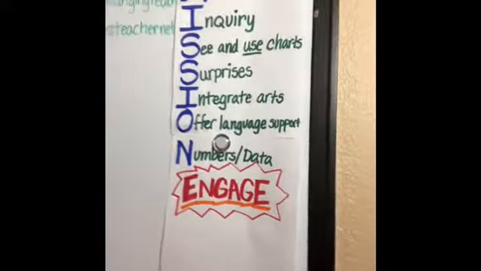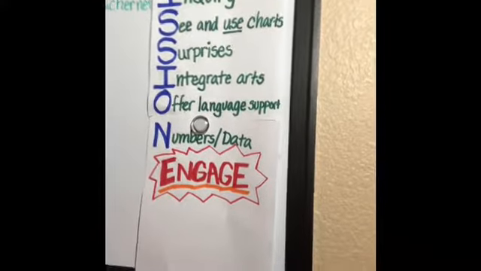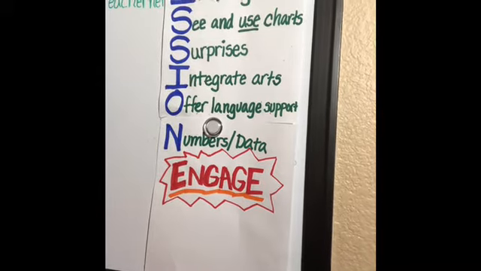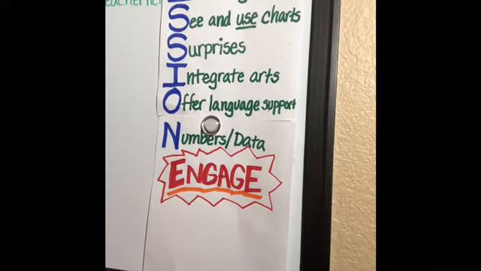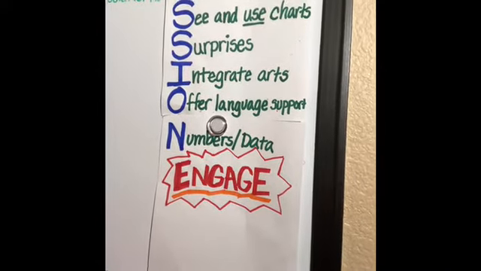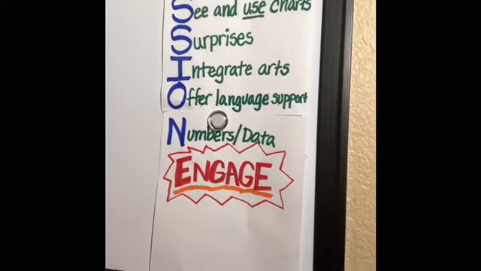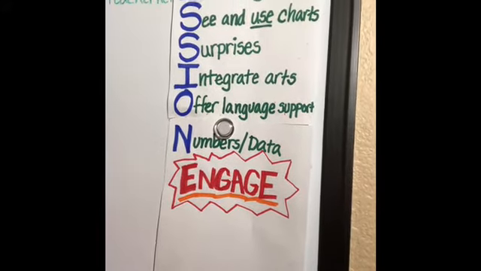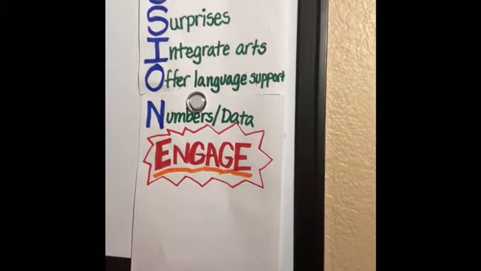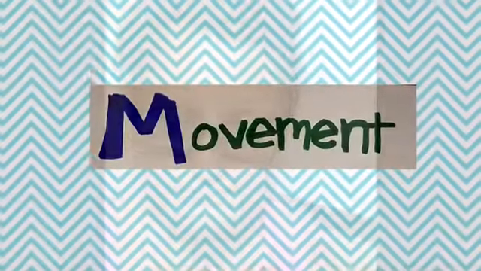So your mission, if you choose to accept it, is to engage all of your students. And we're going to talk about each of these letters one by one. So the M in mission stands for movement, I for inquiry, S for see and use charts. The next S is for surprises, I is for integrate arts, O for offer language support, and N for use numbers and data. If you do all of these things, I promise you're going to have a much more engaging classroom. So let's dive into what each one looks like.